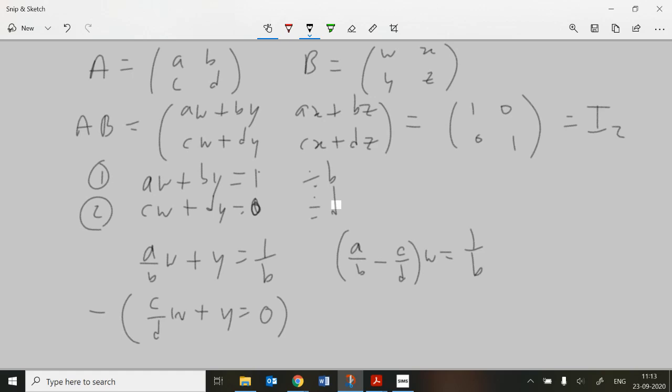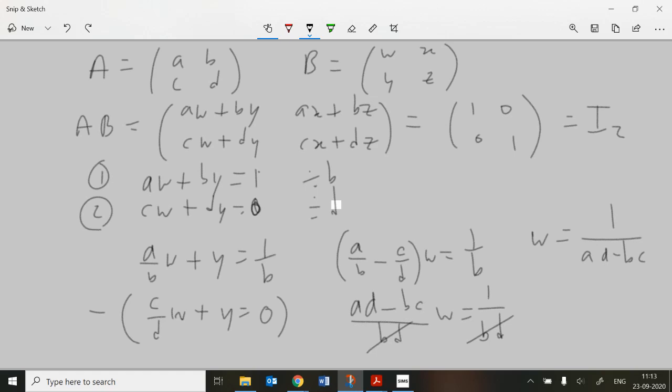Now, I can take that a bit further by combining the two fractions here. So I'll get ad minus bc over bd, lots of w, is equal to, and let's make a common denominator on the other side as well. Let's make it bd over 1. And now you can multiply both sides by bd and divide by ad minus bc, and we're going to get w is equal to 1 over ad minus bc. Okay, so that's w, and you can go through the same process for x, for y, and for z as well.